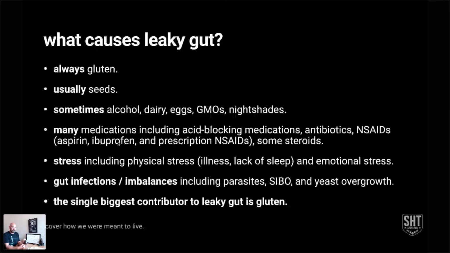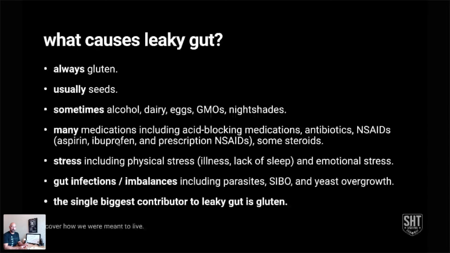Usually seeds. Now, seeds have anti-nutrients we've talked about many times in other talks, things like phytates and saponins and prolamines and lectins. Lectins specifically bind to the intestinal barrier, and they also contribute because the body's trying to get rid of them. To flush them out, it's going to open the tight junctions temporarily. Different seeds have different amounts of lectins, and sometimes those lectins can be mitigated with soaking and sprouting and cooking and roasting. But still, in general, seeds are going to be somewhat problematic.